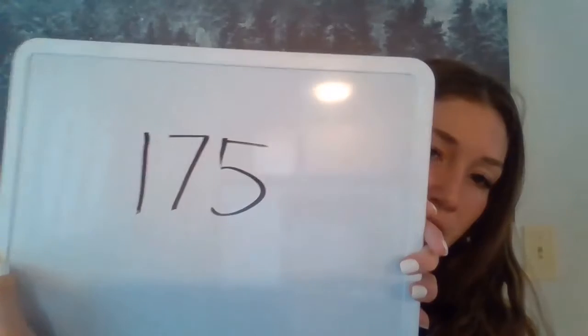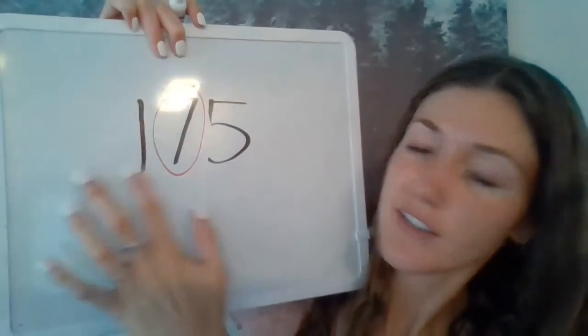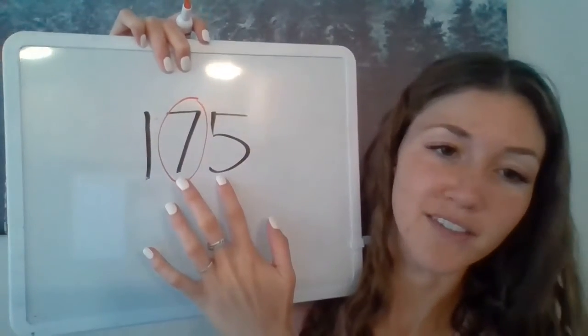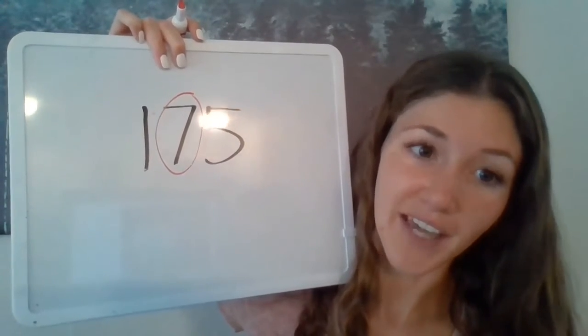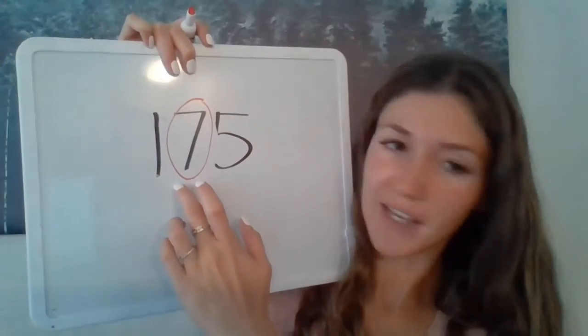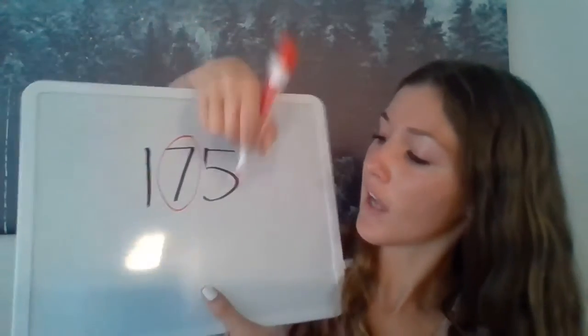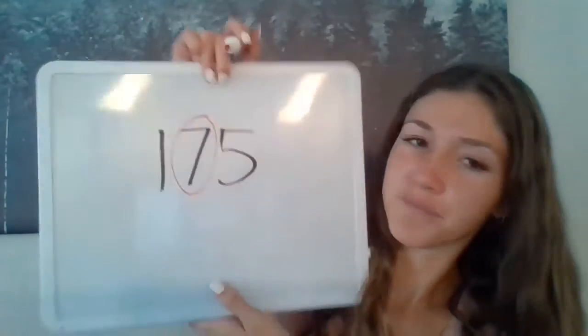So we're going to start out with a practice problem. Here's my number, 175. I'm going to be rounding to the tens place. We have hundreds, tens, and ones. What I will do in order to round the tens place is I'll find my 10, got it, and then I'll look at the number right next to it.